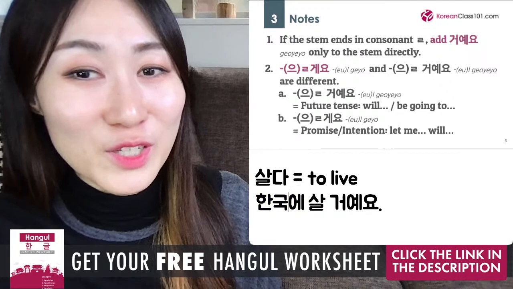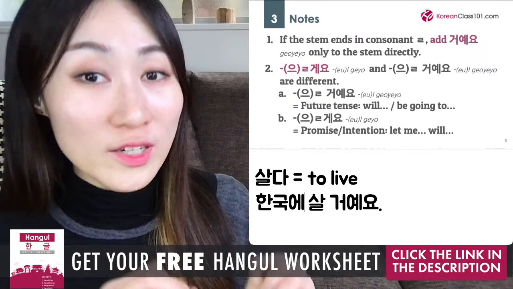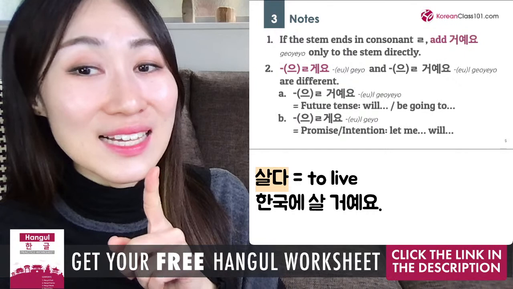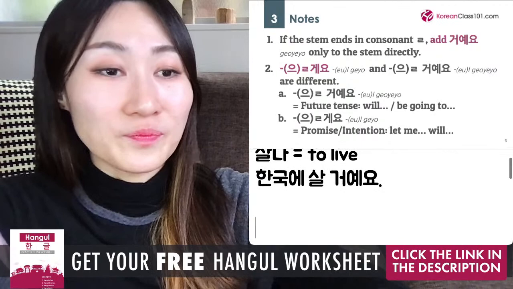I live in Korea. 한국에 살 거예요. 한국에 살 거예요. Or 한국에서 살 거예요. All good? So please be careful with the words that have a stem ending in consonant ㄹ, such as 살다, to live, or 팔다, to sell, or 열다, which means to open. You open the door, right? Or 만들다, to make.